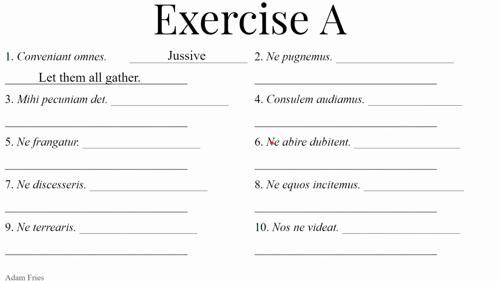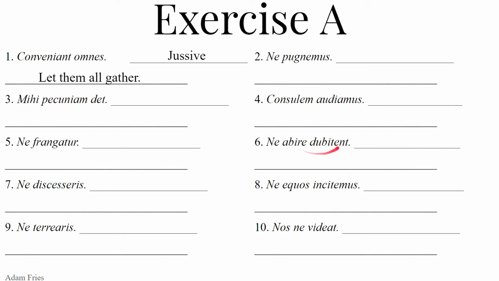Number 6, ne abire dubitant. So we have the negative ne, and then abire, the present active infinitive of abeo, abire, abi, abitus, to go away. And then dubitant, from dubito, dubitare, dubitavi, dubitatus. Third person plural, present active subjunctive. So that present stem a, dubita, becomes an e in the subjunctive, and that's how we get dubitent, third person plural. So third person plural, present subjunctive, that sounds mostly like a jussive subjunctive.